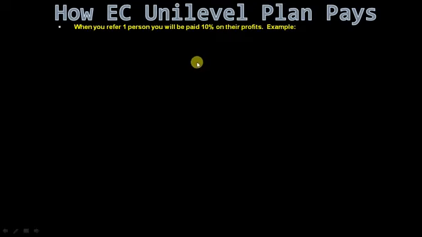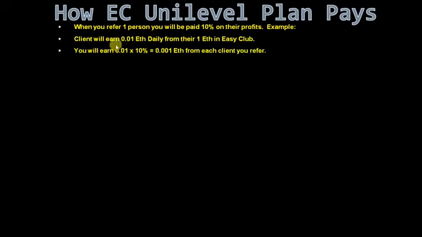Now let me tell you, if you are a networker, how much can you make? Real magic just starts now. When you refer one person, you will be paid 10% on their profits. For example, a client will earn 0.01 ether daily from their 1 Ethereum, and you make 10% on 0.01, that is 0.001 ether from each client that you refer. Each time any of your clients withdraw, you will earn 0.001.